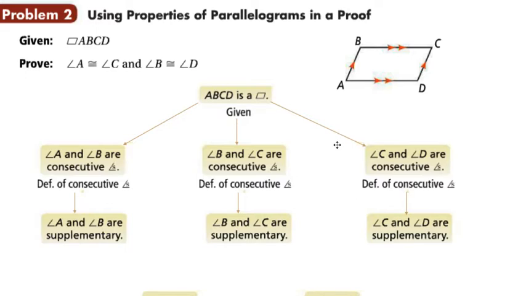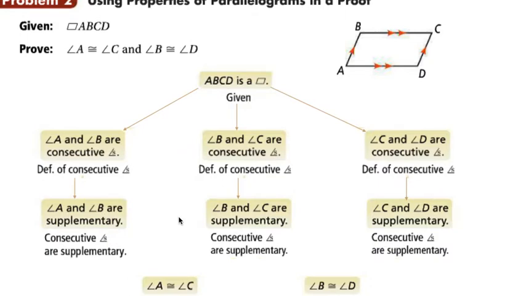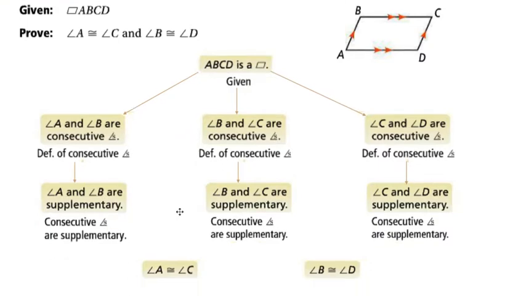So if we have consecutive angles, we know that they're supplementary as well. So A and B and C and D would all be supplementary. And that is the consecutive angles are supplementary. Okay, that's a definition of consecutive angles. So if we know that they're supplementary, then we know that they're congruent.